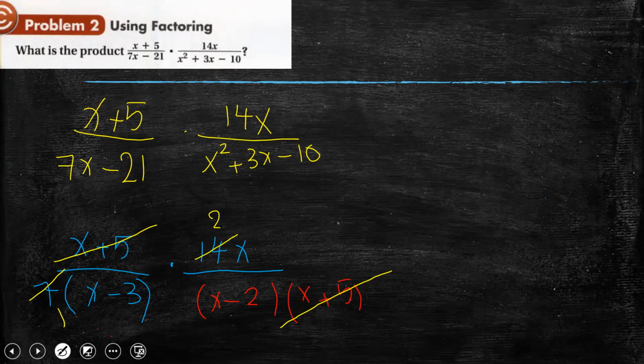Here we have 7 multiplied by x minus 3. As I told you, if they are multiplied, we can simplify. So here we have numbers 7 and 14. That means we can say that 7 over 7 is 1, and 14 over 7 is 2. It will be 1 over... 1 times 2 is 2 over, we have now x minus 3 and x minus 2. This is now the product.